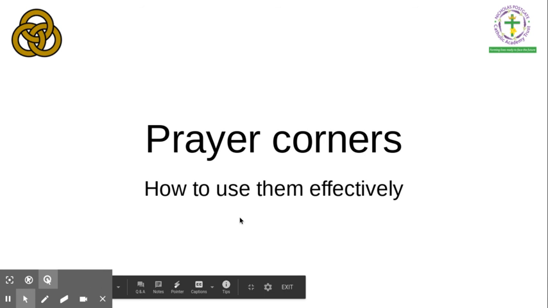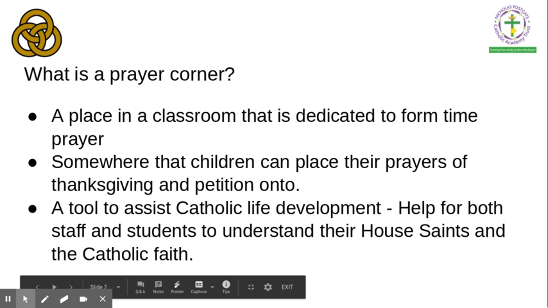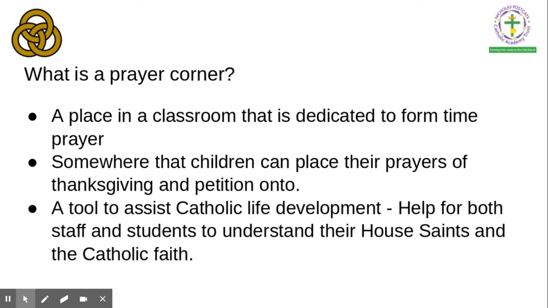So to start off with, what is a prayer corner? A prayer corner is a place in a classroom that is dedicated to form time prayer, and it's somewhere that children can place their prayers of thanksgiving and petition onto. And what do I mean by that?